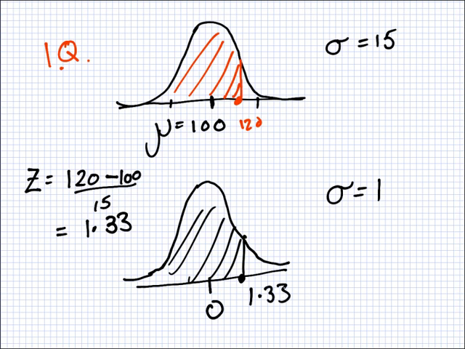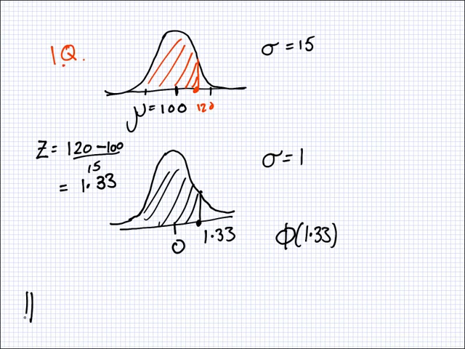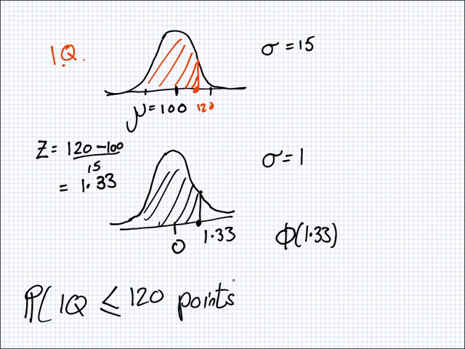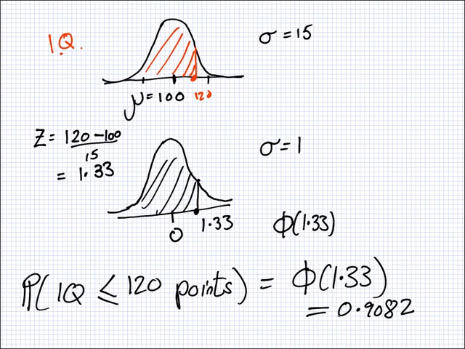So what value do we look up in our formula book? 1.33. So, you have this answer now. The probability that the IQ is less than 120 points is equal to whatever the table book value of 1.33 is. And what is that, by the way? 0.82. So that's roughly 91 percent.